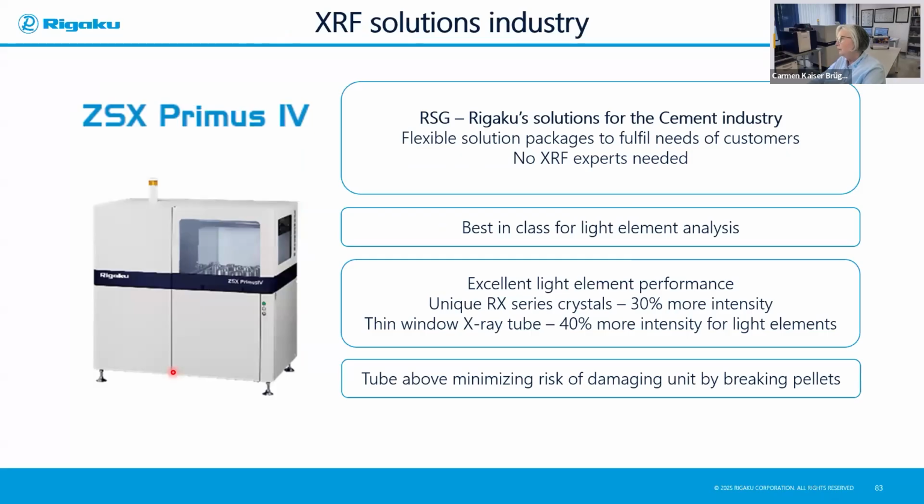So in conclusion, the Primus IV, together with flexible application packages, can help you ensure a good working environment with an XRF to give you reliable and consistent results. And most importantly, the X-ray tube above ensures that you have less risk of damaging your X-ray tube or any breaking pellets that may cause problems.